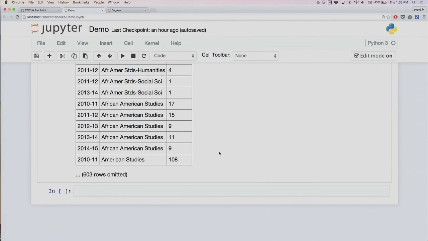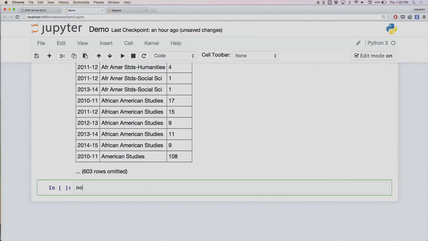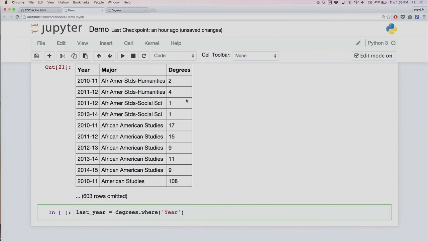What did I want to do? Oh, I wanted to look at now. Well, it's actually not now. It's last year. It's the degrees where the year, which is a column in this table, was 2014 to 2015. And the first thing we did was wonder, you know, what are the big degrees on campus? So we can sort this by the number of degrees conferred in descending order.